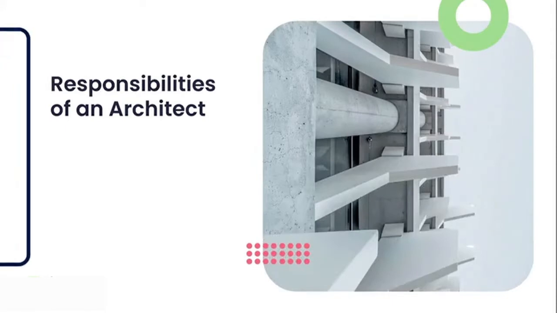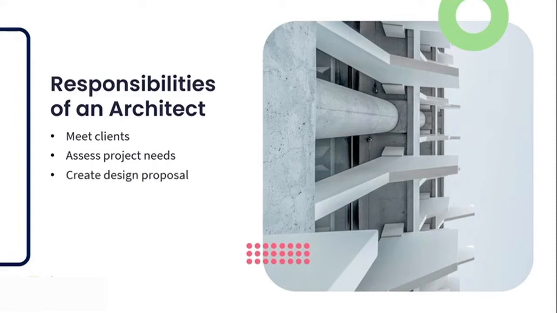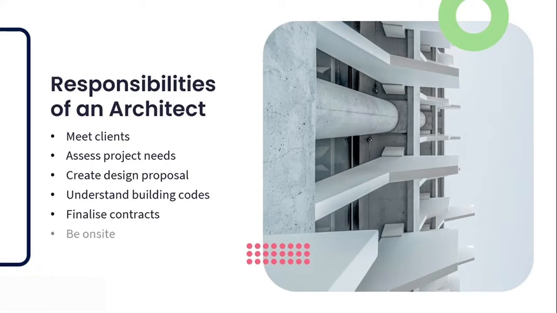So as we know, an architect has some responsibilities while on the job. Let's take a look at what they are. Firstly, they are responsible for attending meetings with clients. They are in charge of reviewing the project needs and preparing a design proposal as well as a budget plan. They need to review building codes and applicable regulations, as well as finalize the contracts with the construction crew and contractors. And lastly, they would be required to travel to the building sites and inspect the construction progress.